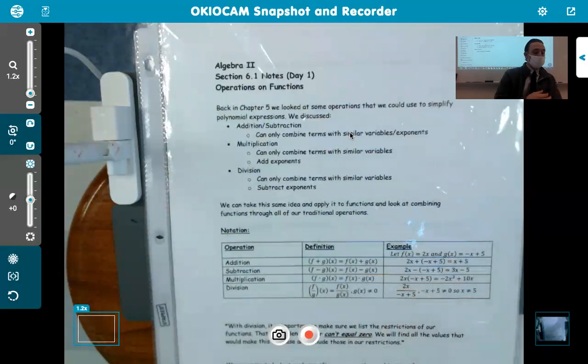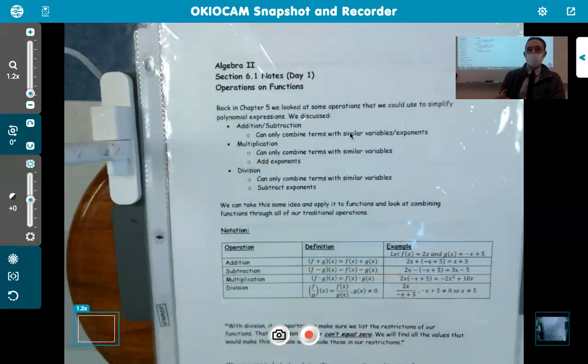With division, we can combine terms with similar variables and divide those through, and we subtract exponents. So if it's x cubed divided by x squared, then we do x to the third minus 2, which just gives us an x to the first power. So we're trying to remember some of those similar ideas we've seen before with polynomials back in chapter 5. We can take all of those ideas now and just apply them to functions.